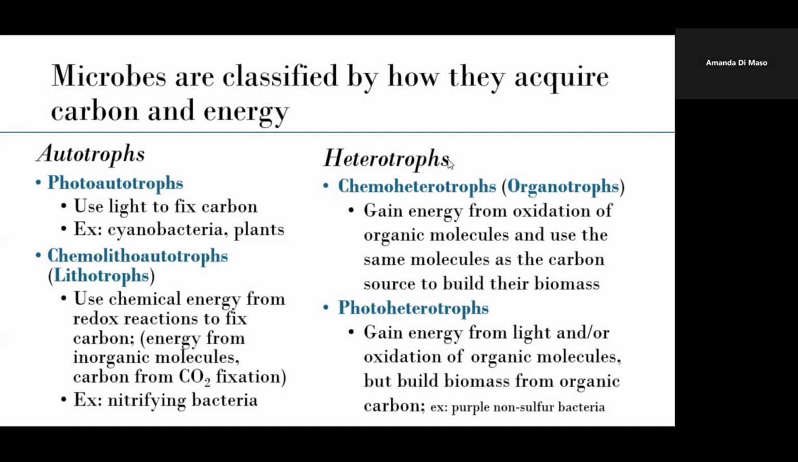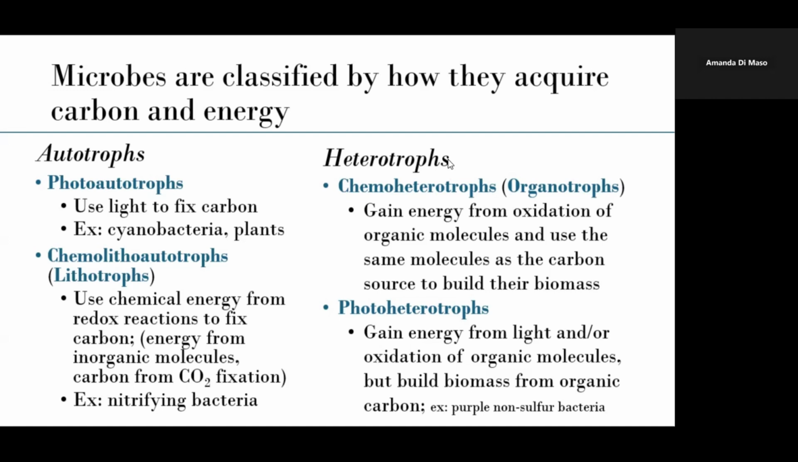Chemolithoautotrophs, we just call them lithotrophs just to make it a little bit easier for ourselves. They use that energy from the redox reactions to fix carbon from the atmosphere. So they're like plants in that they use CO2 and other inorganic carbon sources, but instead of using light energy to make the sugars, they use the electrons from redox reactions. So this is like our nitrifying bacteria that we're going to talk about in a moment. Basically, they steal the electrons from those redox reactions and do carbon fixation and all that fun stuff.